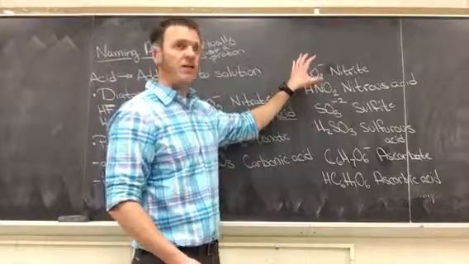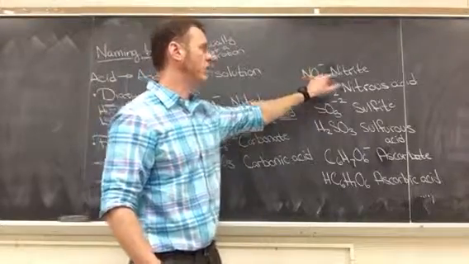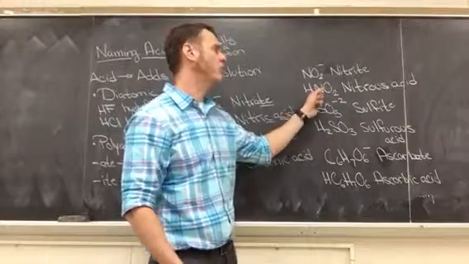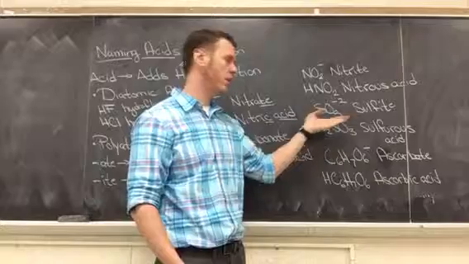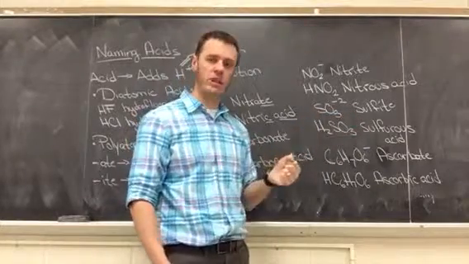Now over to the "ous" acids. NO2- is the nitrite ion. When we add a hydrogen, we get nitrous acid. Here, SO3 2- is sulfite. We add 2 hydrogens, sulfurous acid.